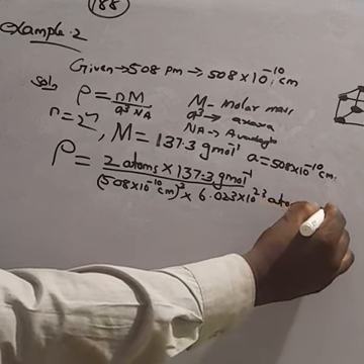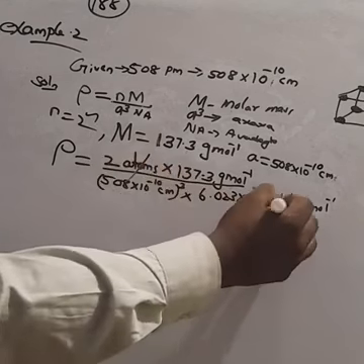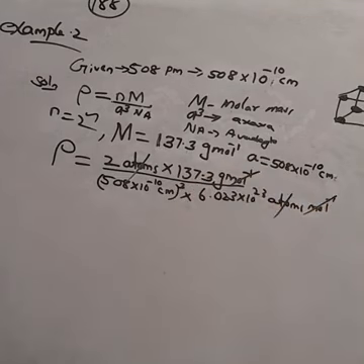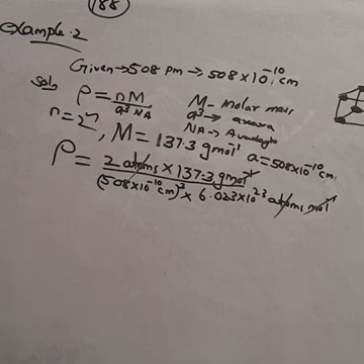Next, first, what are the possibilities for cancelling here? Here atoms can be cancelled. Mole inverse can be cancelled. Which are the remaining there? Here gram, here centimeter. Now again I am writing one more step.